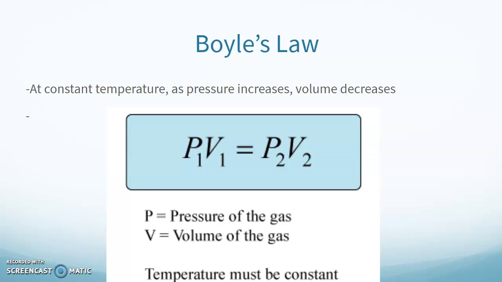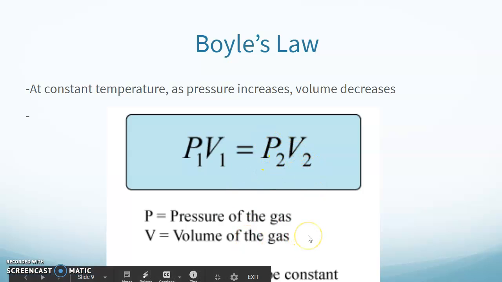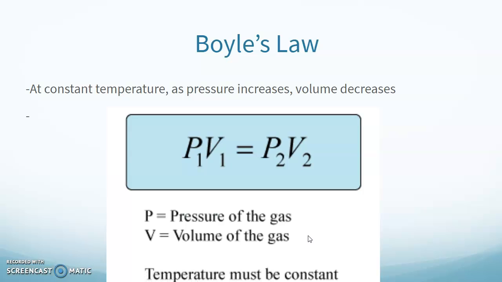Alright, so some different laws. We have Boyle's law, which means that when a gas is at a constant temperature, as the pressure increases, the volume is going to decrease. We would calculate that as P1 V1, so initial pressure times initial volume, equals P2 V2, our second pressure and second volume. Again, you will not need to calculate these, but they will help you on your simulation lab.